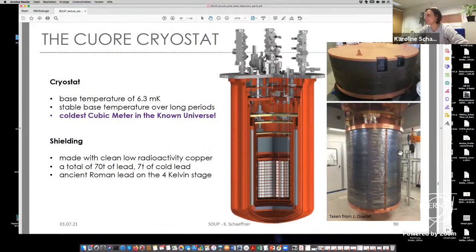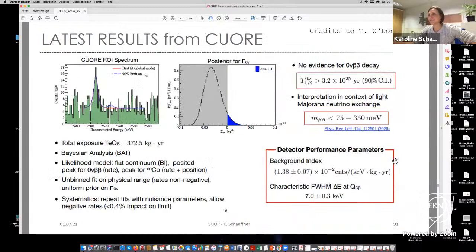Here are also some pictures of how this looks. This is the outer lead, and this is the lead sandwich they hang inside of the cryostat. And I guess Carlo already told you that this cryostat is sold as the coldest cubic meter in the known universe. I find this very nice because it's a big achievement. To the shielding, I think I have said enough.